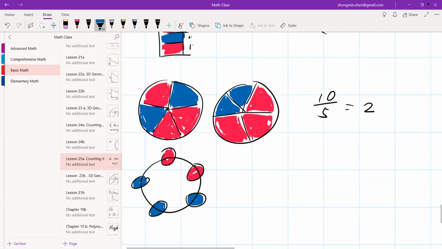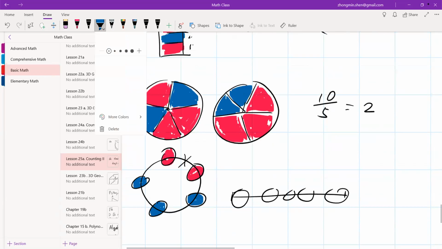So around this circle, I have five balls, right? And two different colors, two reds, three blues. Then if, okay, if I cut it here, I open it, right? I opened, I got one, two, three. And yeah, I'm trying to show you how to understand the problem.